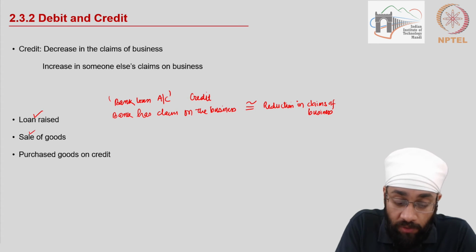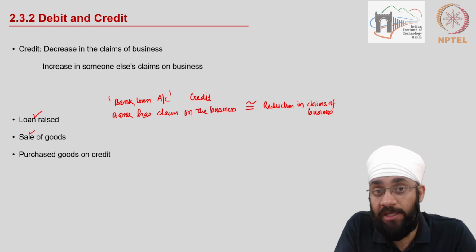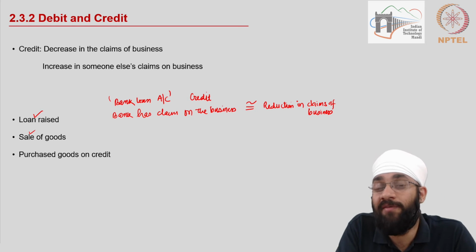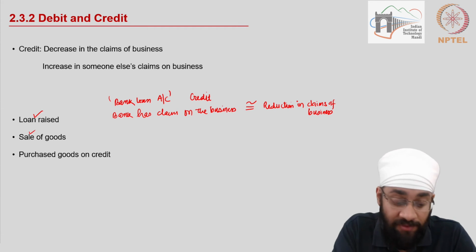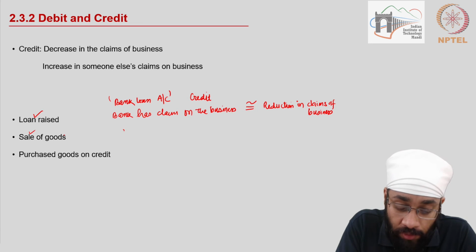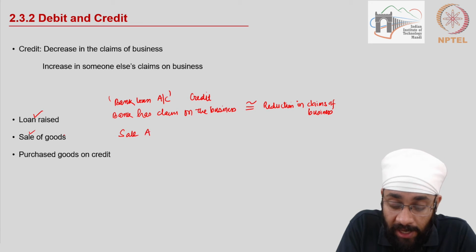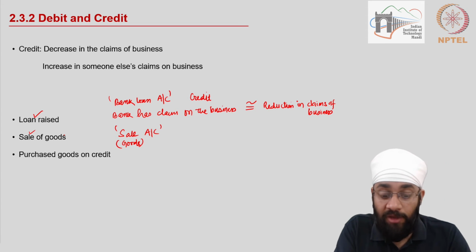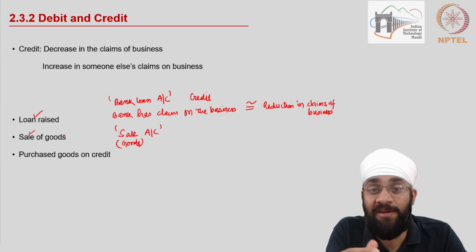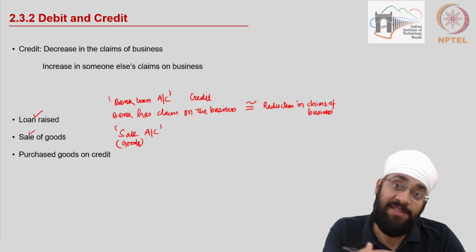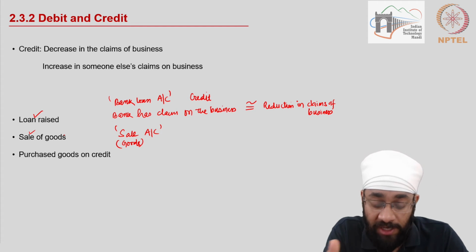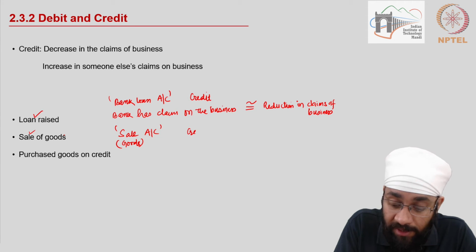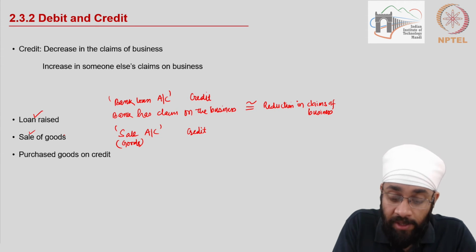Okay, then is sale of goods. What is happening here is that when you sell the goods, you are giving up the claim on the goods because you will get money in exchange for it. But we are only looking at one side of the coin right now. So the sale account refers to the goods that you had in the business that you had bought earlier. When you purchased the goods, you had created your claims on the goods. Now you are selling the goods, you are giving up your claims on the goods that you are selling. So you're going to write credit here. Whenever you sell, you're going to write credit.